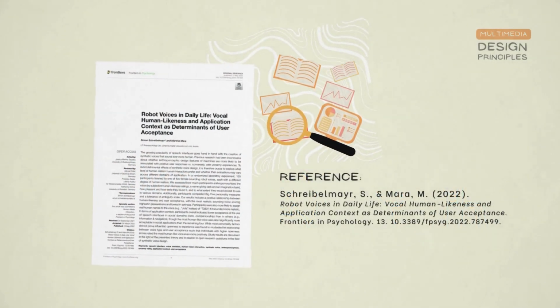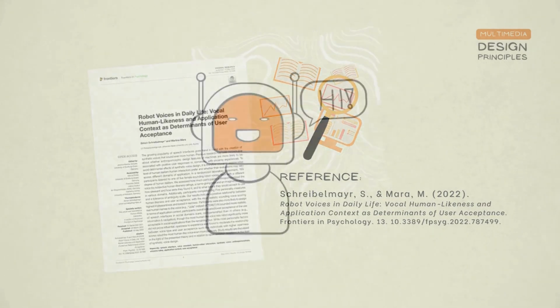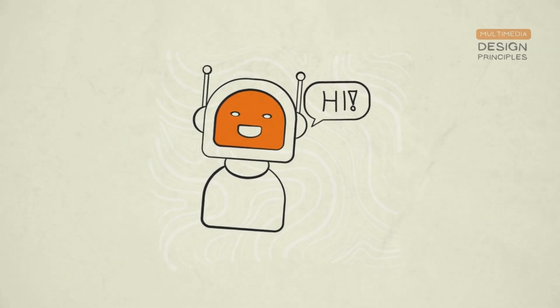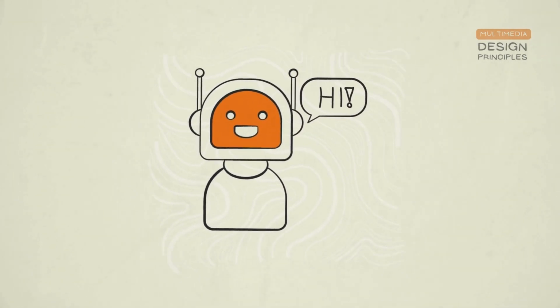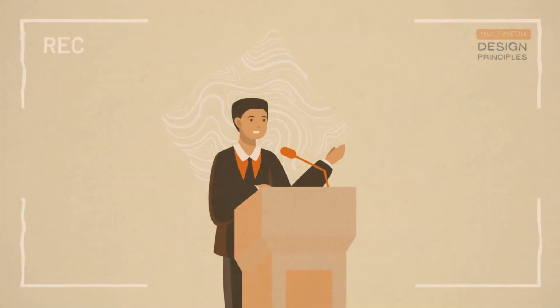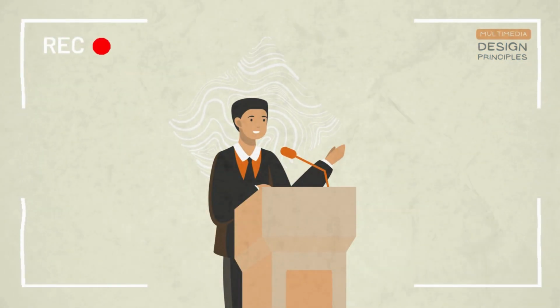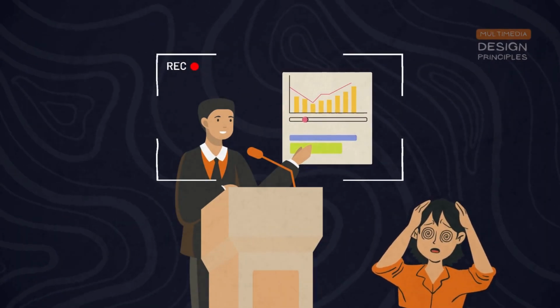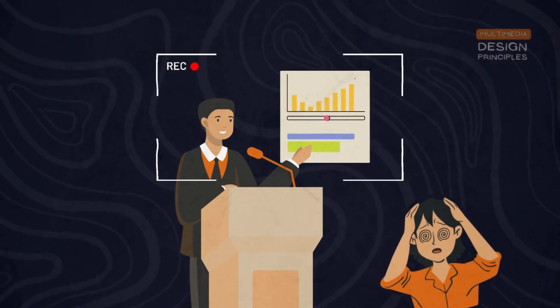Schreibelmeyer and Macher, 2022. If you'll use AI for narration, try to find something as natural as me. Finally, we have image principle. This principle suggests that adding the speaker's image doesn't necessarily enhance learning. Sometimes it might even be distracting or overwhelming.